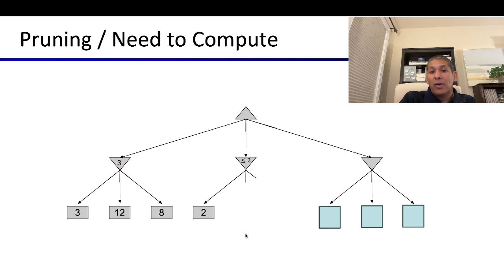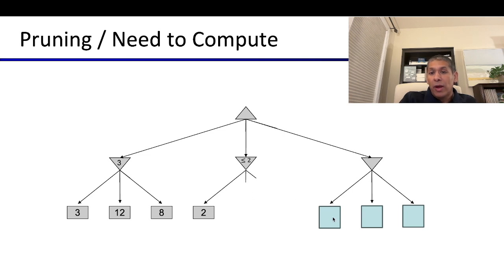And that allows us to prune these two nodes here. We don't know what those values are going to be. We simply write that this is less than or equal to 2, and therefore we have pruned these two nodes here.